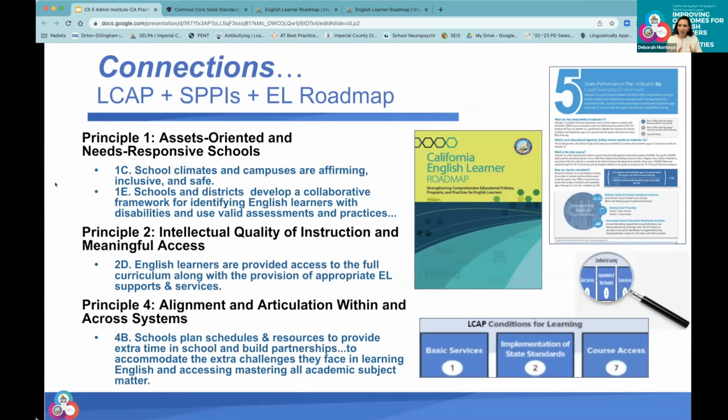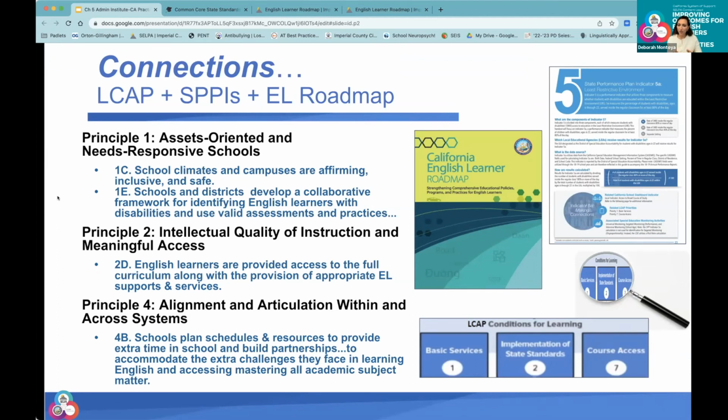So we come to this space as all the overlaps. As administrators, you're thinking about the ELD standards, our Common Core state standards. If you're a special educator, you're also considering the state performance plan indicators as they respond to least restrictive environment, ensuring that students with disabilities have full access. The English Learner Roadmap policy is a great place to bring us together and leverage our given expertise, whether you're a general educator, special educator, EL specialist, because we all come back to this framework of the LCAP conditions for learning, as all students are general education students first.